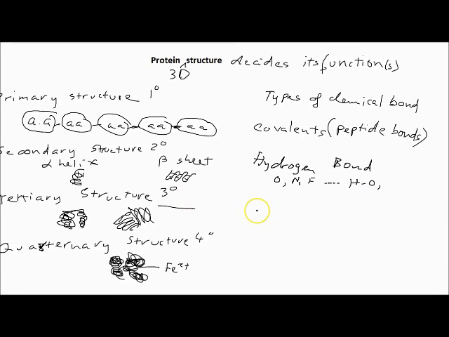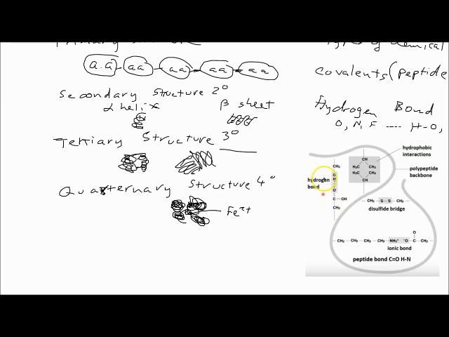Tertiary structure is really these interactions. There are so many types of interaction. Yes, look at a picture. You could have a hydrogen bond, a hydrophobic interaction, a disulfide bridge, which is between two sulfurs forming a covalent bond between each other. You could have an ionic bond or even a peptide bond.